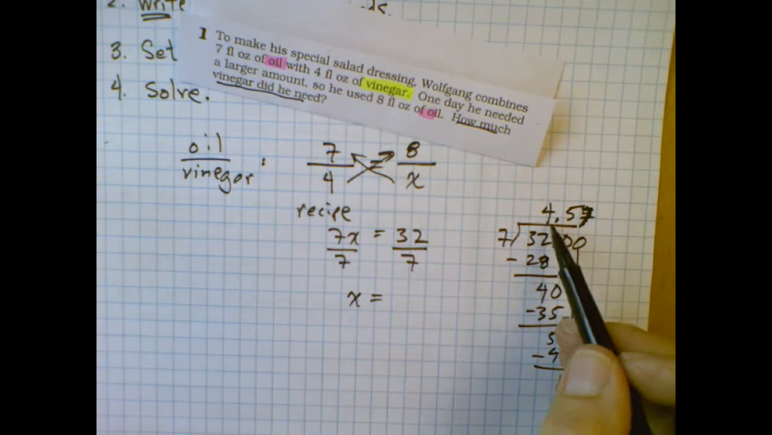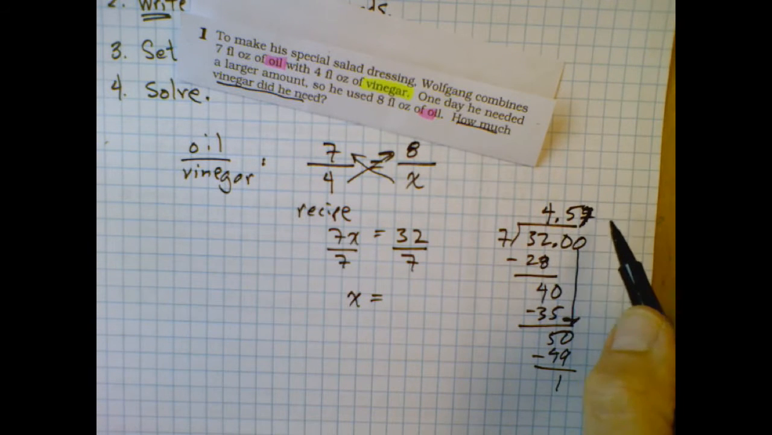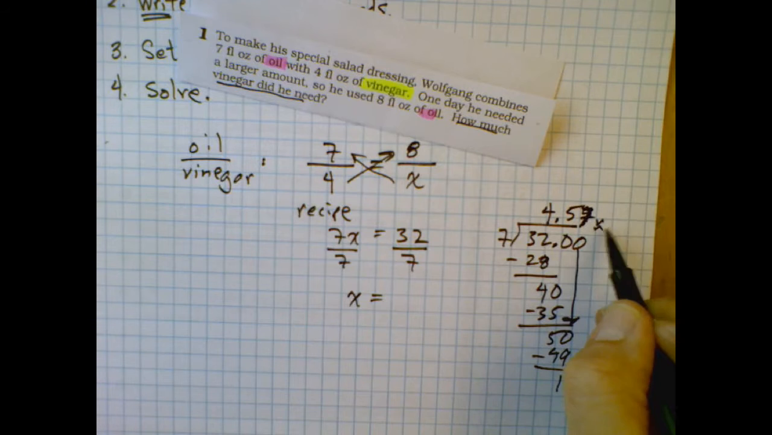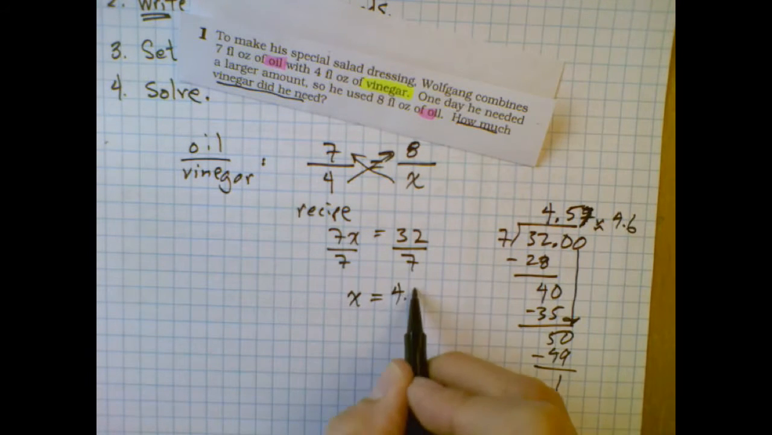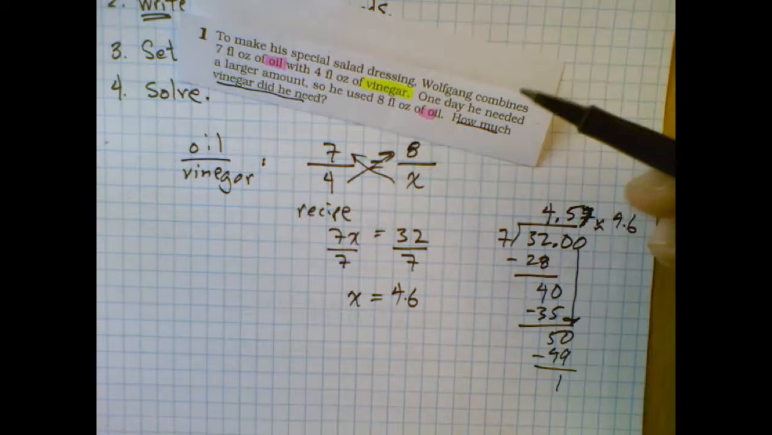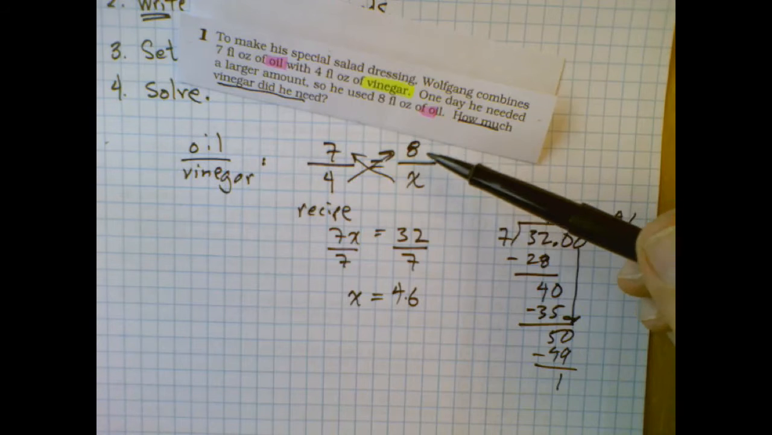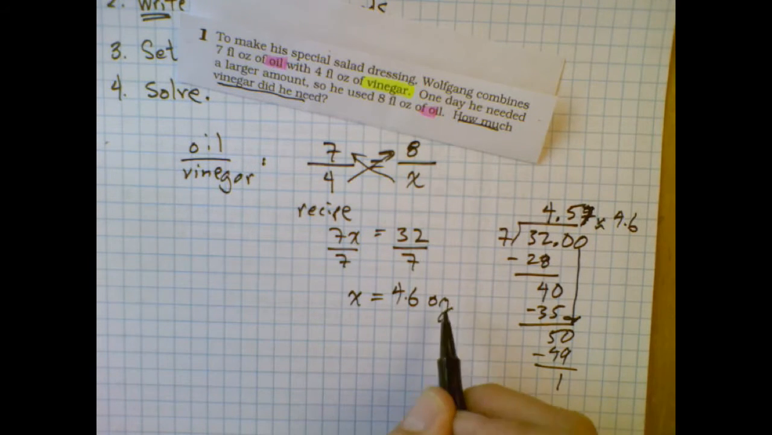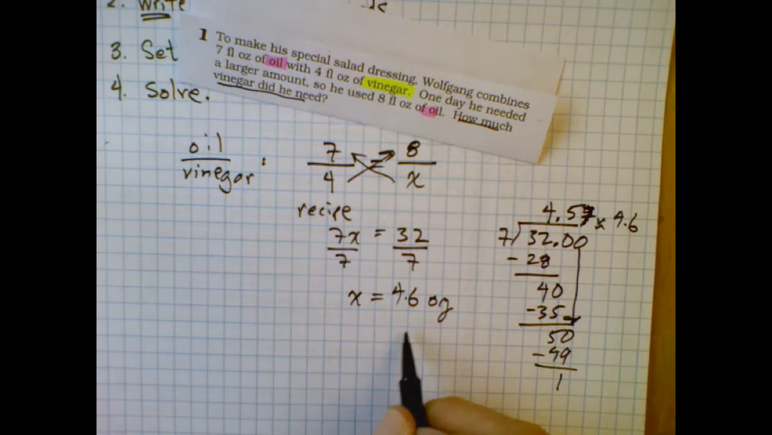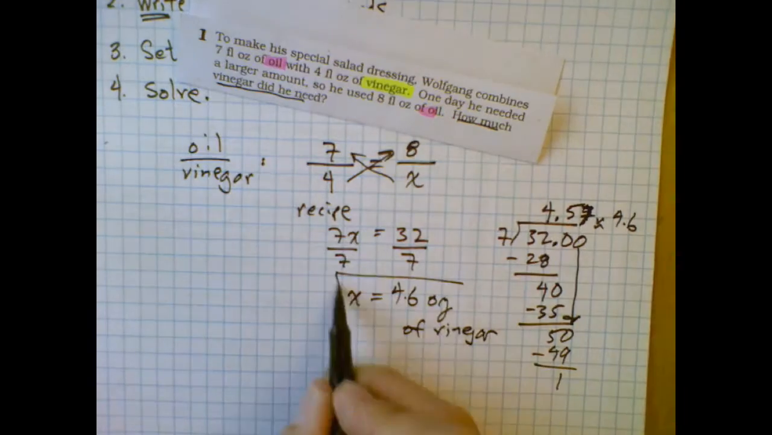So 4 and 57 hundredths, what would that round to? To the nearest tenth, it would round to 4 and 6 tenths. So if he uses 8 ounces of oil, he's going to need 4 and 6 tenths ounces (oz) of vinegar. So there's my solution.